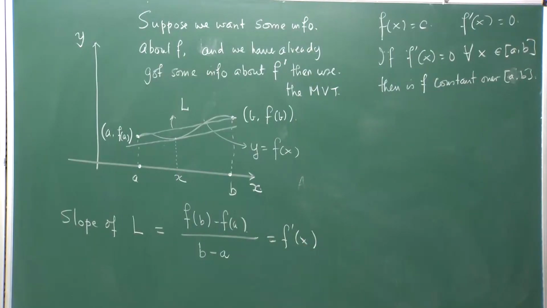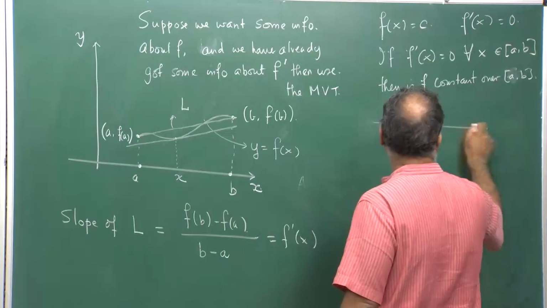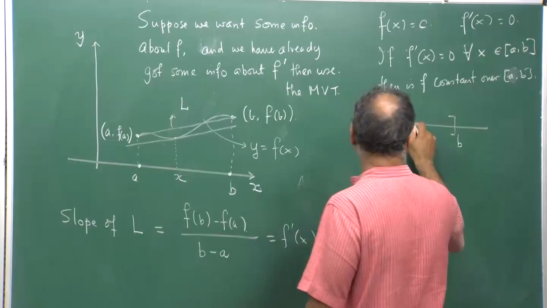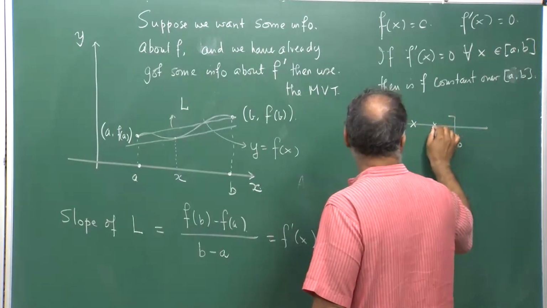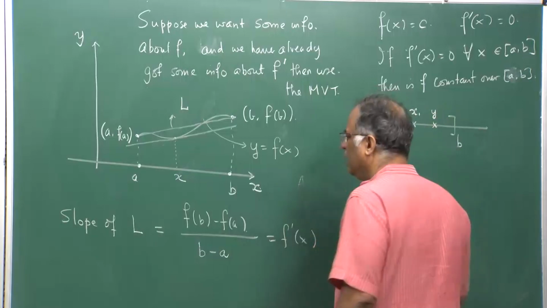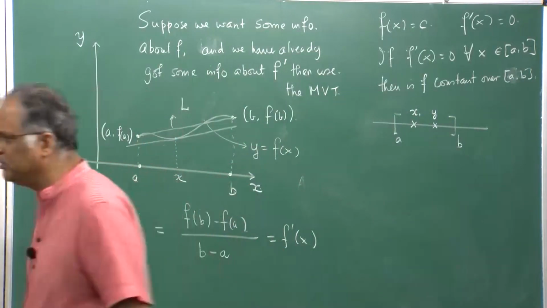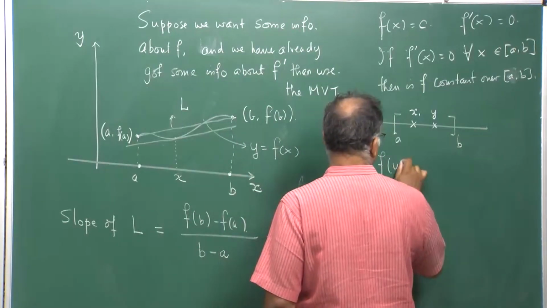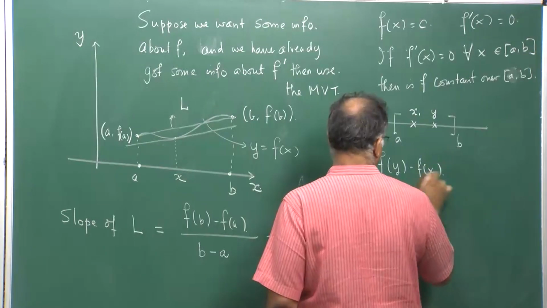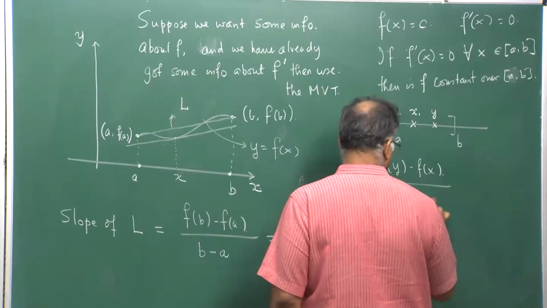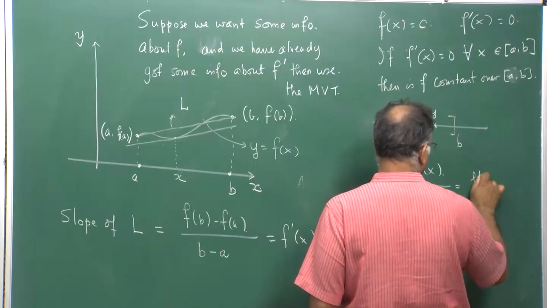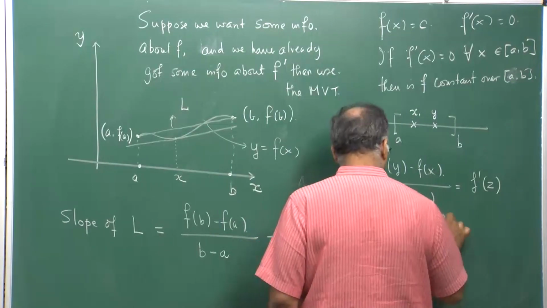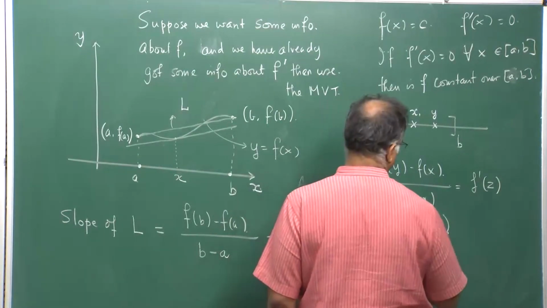So, how do we do it? Take the interval AB on which the derivative is 0, and take any two points, say x and y in AB. It does not matter which points. Then by the mean value theorem, (f(y) minus f(x)) divided by (y minus x) is equal to f dash z, where z is an element in the open interval xy.